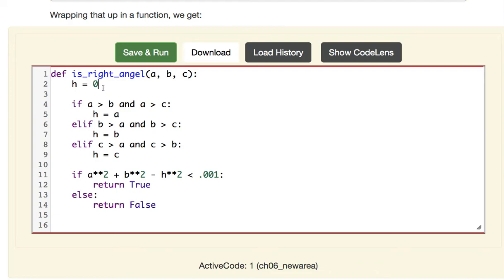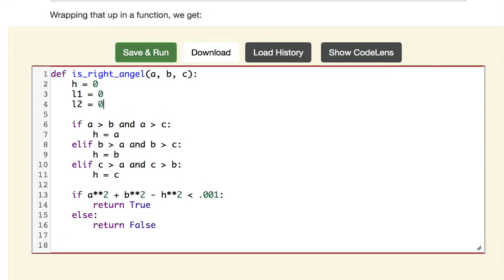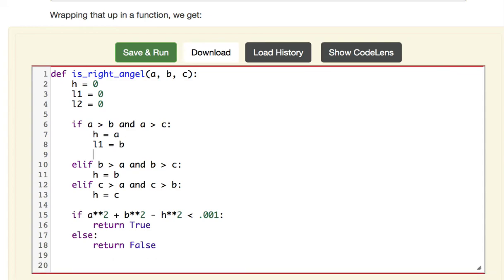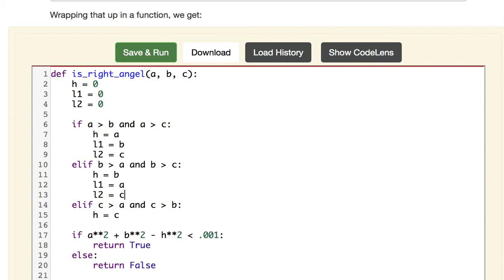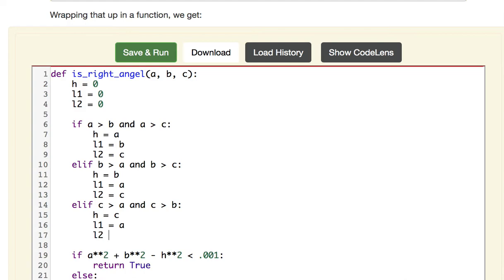Okay, so that's why we need to make a couple of variables that will hold the legs, right? So we'll have leg 1 equals 0. It's not equal to 0, but we're just going to be setting it to 0 in the beginning. And leg 2, right? Now if this is the case, then we're going to say leg 1 is equal to B and leg 2 is equal to C. Right? And if this is the case, then we can say leg 1 is equal to A and leg 2 is equal to C. And then if the last one is the case, then we can say leg 1 is equal to A and leg 2 is equal to B.